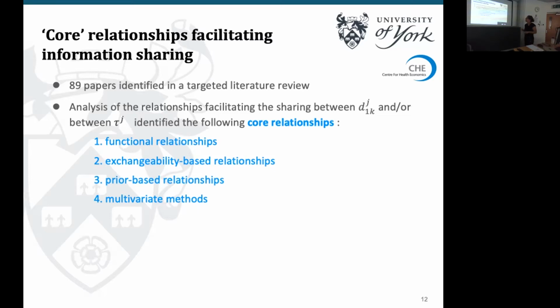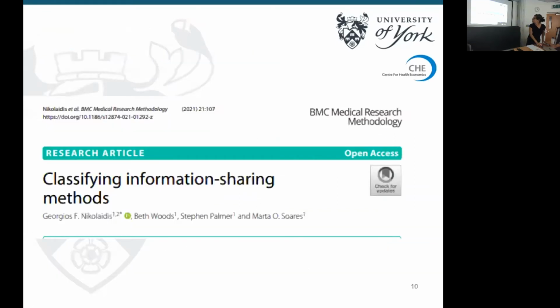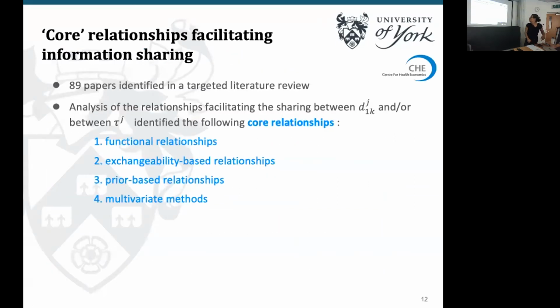Before I introduce the studies and what they looked at, what he's done was to try and identify core relationships that have been used to facilitate the sharing of information. So that means that the DJs have been related using some form of core relationship. So different models can fit into these core relationships, and we'll see a few.